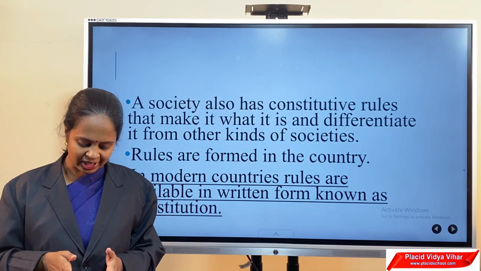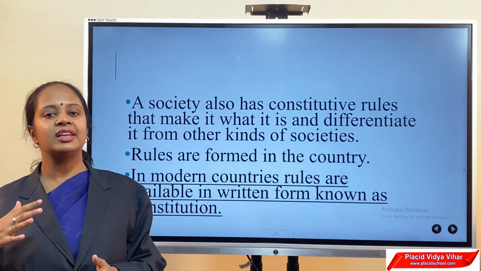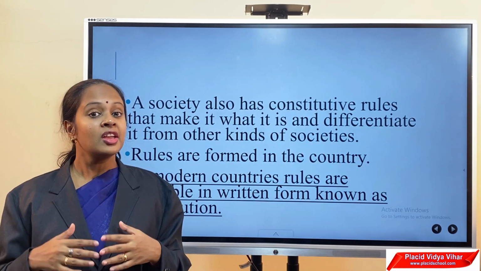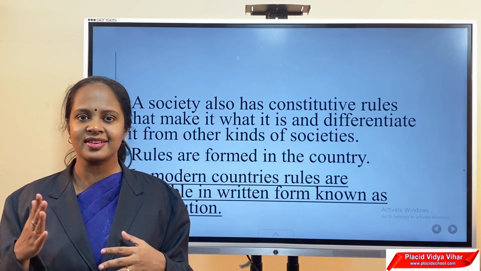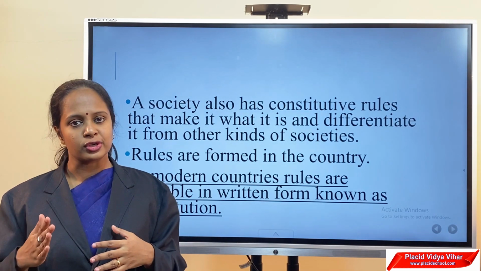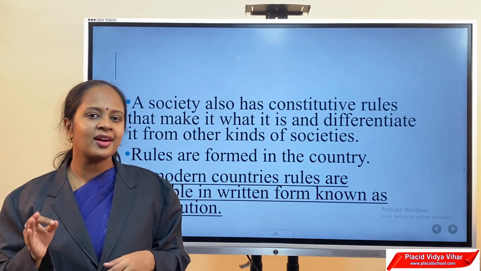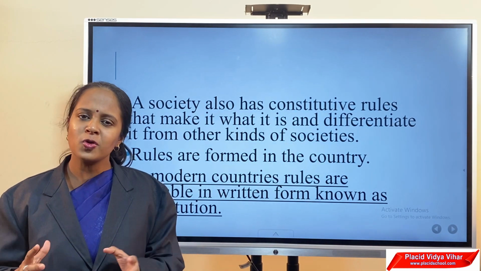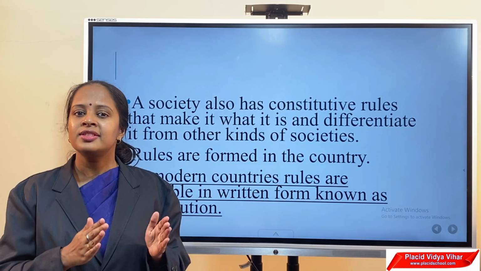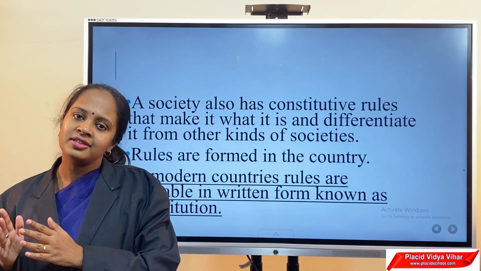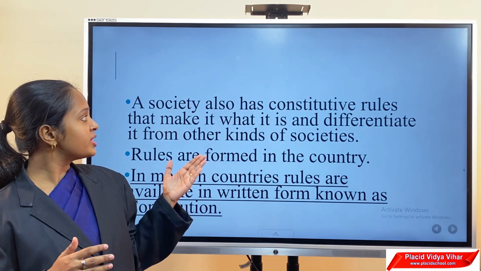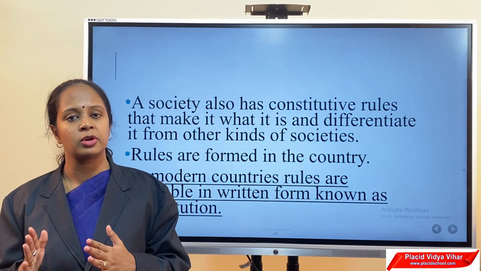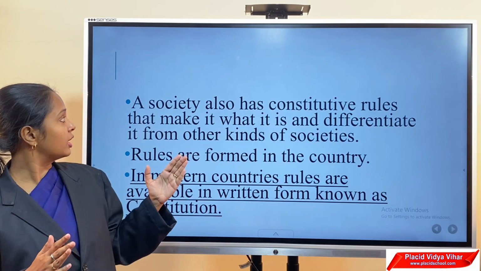Coming back to our chapter, all of us are living in a society. Am I right? As a citizen of India, we must follow certain rules and regulations. Children, there are around 195 countries across the world, and all those countries have certain sets of rules and regulations. Rules are part and parcel of every country.